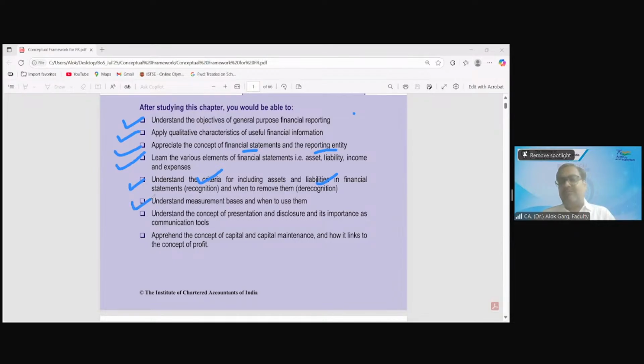This framework also provides you the measurement basis. Okay, what is the measurement basis? It means how that item is going to be measured. Is it historical cost? Is it current cost? Fair value, etc., etc. Right. This standard also provides you the concept of presentation and disclosure and its importance as a communication tool. For example, property, plant and equipment. Okay. In property, plant and equipment, Ind AS 16, it talks about the cost model as well as the revaluation model at the time of subsequent measurement on the reporting date. Okay. It talks about that thing.